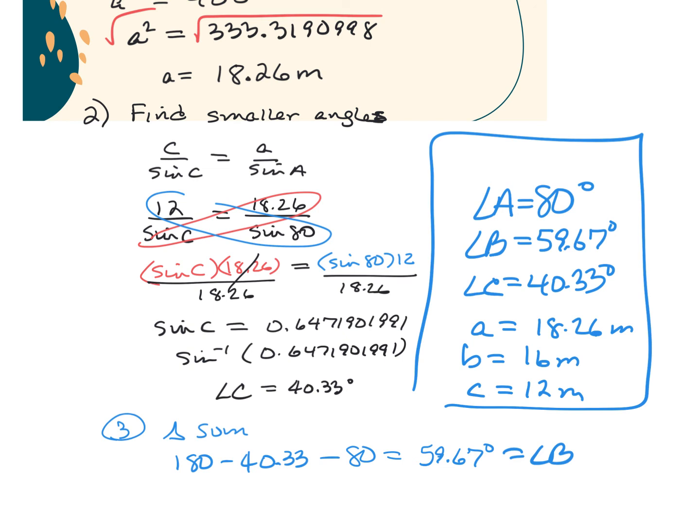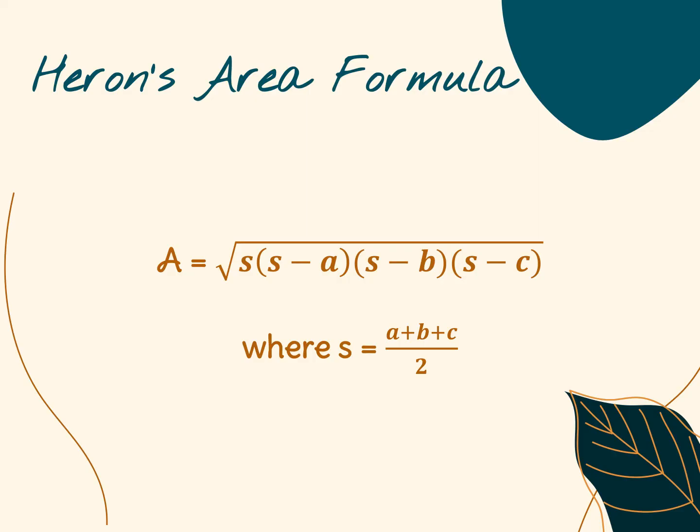The last thing is Heron's area formula. So Heron's area formula is an area formula for a triangle when you're given the three sides. Generally, in middle school, you were probably taught base times height divided by 2, or 1/2 base height. But if we don't know the height of the triangle and we're given three sides, this is a formula we can use. You're going to be given A, B, and C. You need to calculate S first by adding the three sides, dividing by 2, and then we'll plug it into the formula. So let's try one.